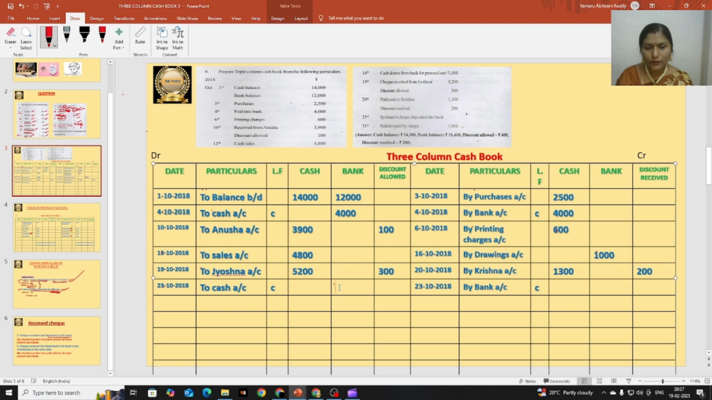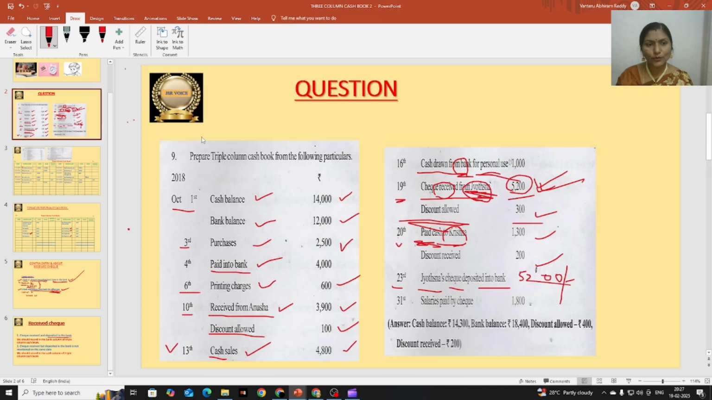On the debit side we wrote to cash, so we will put the amount in the bank column, 5,200. And going to the credit side, we recorded here by bank, so we will put the amount in the cash column, 5,200. Hope this is clear for everyone. Let us go to the next one.